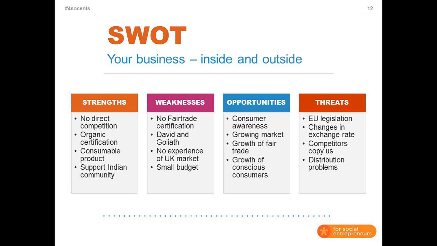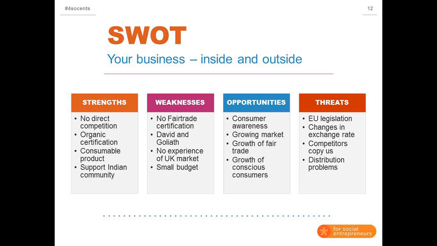So again, I did this from the point of view of my own client, and you can see here some of the strengths they have. There's no direct competitor, they're organic, it's consumable, so obviously repeat purchases, and they're actually a fairly traded product, so they're supporting an Indian community. The weaknesses are they don't actually have fair trade certification. I put David and Goliath because we're going to be taking on some big names. It's a product from Europe, so they have no experience in the UK market. They have a small budget, which I'm sure you can all relate to.